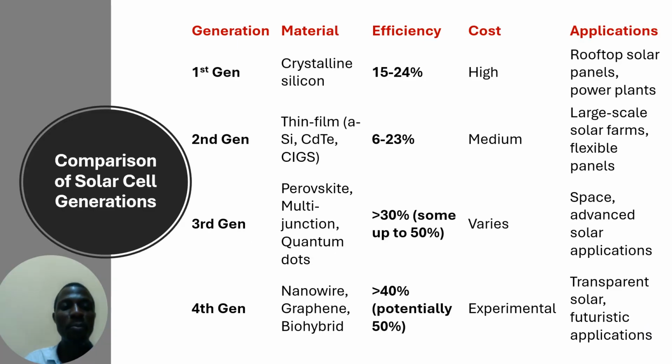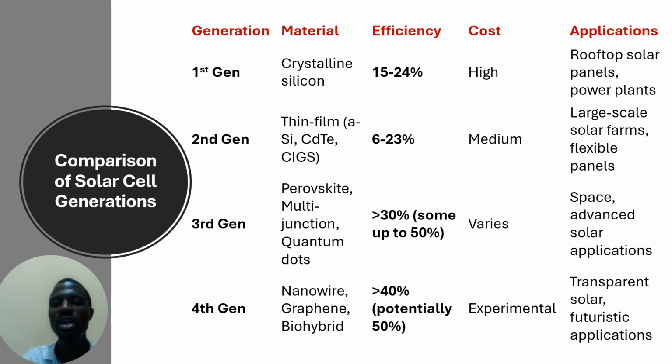So a comparison of the solar cell generation: first generation, primarily crystalline silicon, efficiencies between 15 and 24%. The cost of production is very high, and applications are rooftop applications and power plant generation. This has been very successful so far.